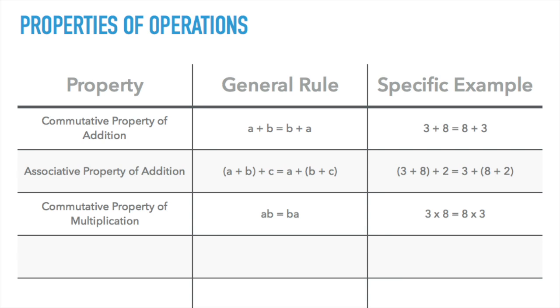Notice that there is not a commutative property of subtraction or one of division. 2 minus 5 is negative 3, but 5 minus 2 is positive 3. It's not the same number if you switch the order.